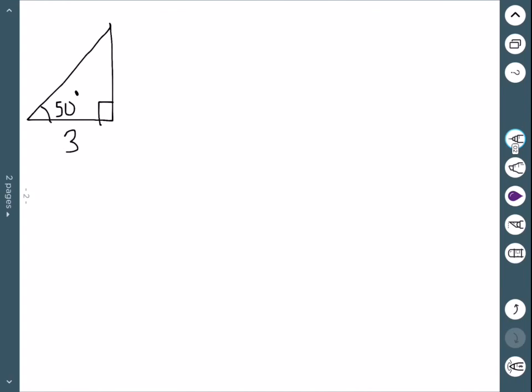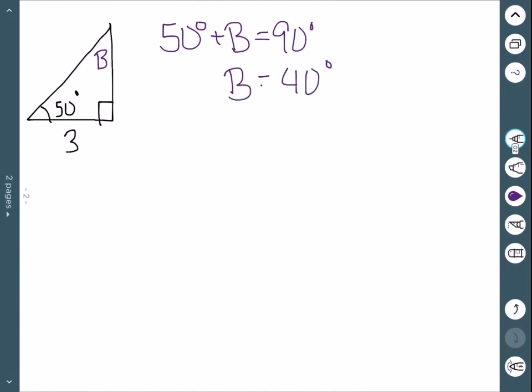Let's consider this triangle. We're going to start by finding the missing angle, which we're going to call b. We know that a plus b needs to be equal to 90 degrees, which tells us that our angle b is 40 degrees. We also need to find sides A and C, and we can now do that. We're going to start with side A and the fact that we already know some of our triangle.